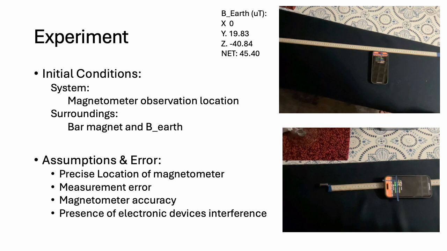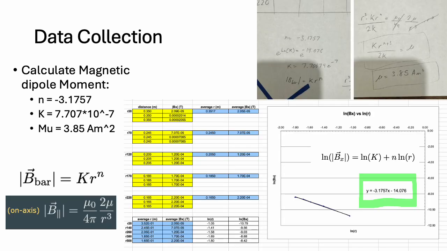Once we calibrated the location of the sensor inside the phone, we then went on to the data collection, where we took readings of the magnetic field at a given distance. So we measured it at 20 centimeters, 70 centimeters, 120 centimeters, 170, and 220, and the corresponding magnetic field at those points. Using the equation that the magnetic field of a bar magnet is equal to K, a collection of constants, times R to the N, we graph ln of the magnetic field versus ln of R to find the slope, which is going to give us ln of K as well as N.